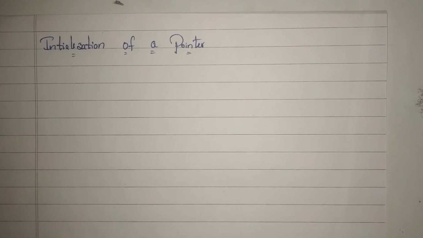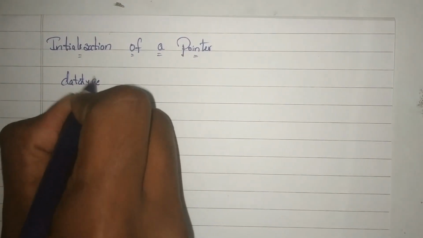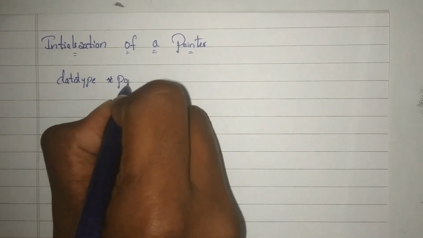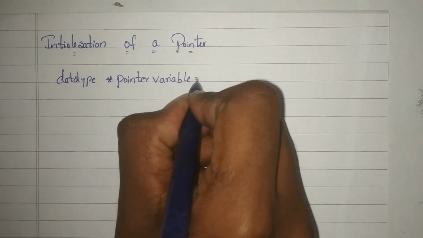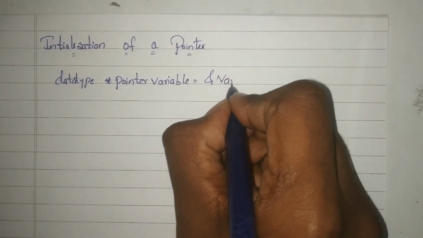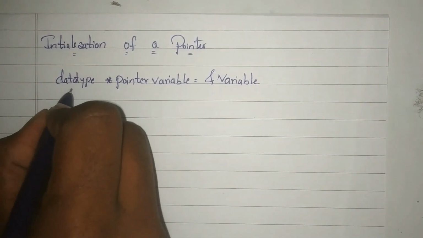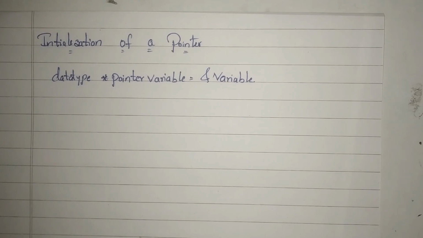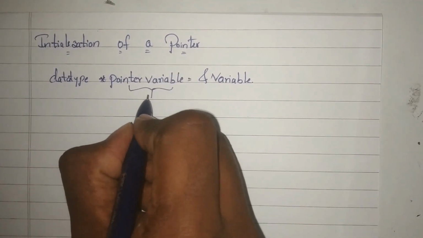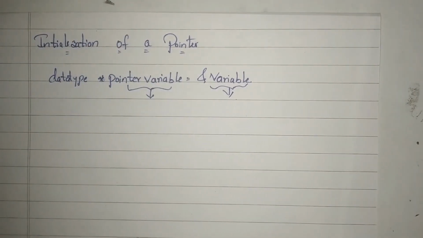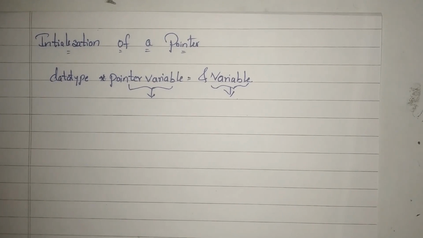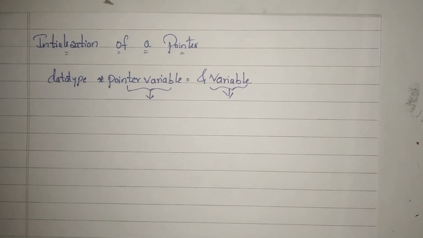Now let me see the initialization of a pointer. The general syntax for the initialization of a pointer is data type star pointer name, pointer variable, is equal to ampersand of variable. Data type can be any integer, float, or character. And next one is the pointer variable, and next one is the variable. It is the ampersand of variable. It means address of operator followed by the variable whose address is assigned to the pointer.